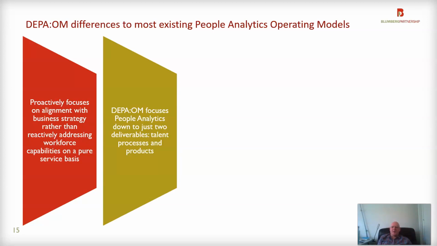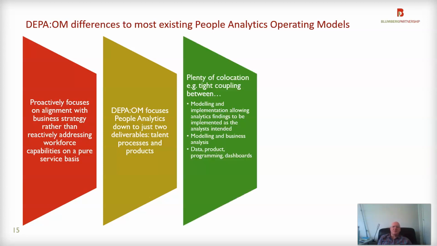The second thing that makes Deeper OEM different is that we only have those two deliverables. That makes it much easier to focus the mind. All you've got to think is we are producing the right talent processes and the right products. You don't have to worry about intermediate reports, etc. Those are not your key deliverables. A third difference that you will get from Deeper OEM is that there's plenty of co-location. And what I mean by that is there's very tight couplings to ensure that you have an integrated people analytics function. So you'll have noticed that modeling, the data modeling, the workforce modeling, and the implementation functions work very closely, which means that your analytics findings will be implemented as talent processes.